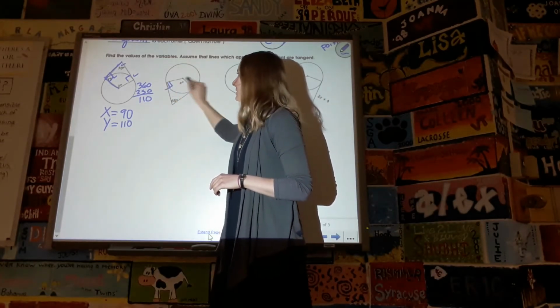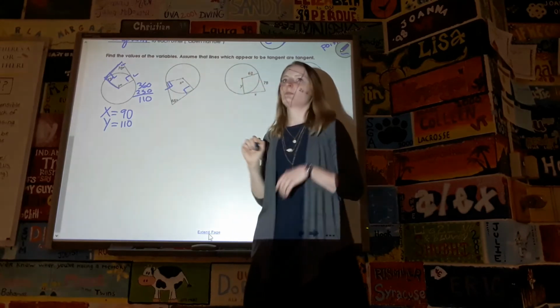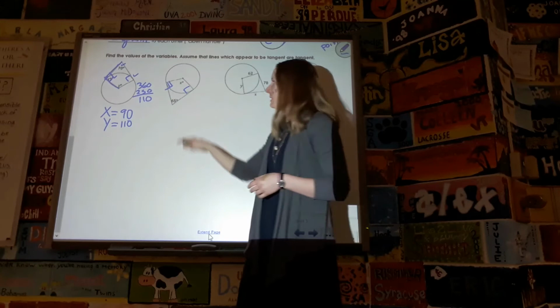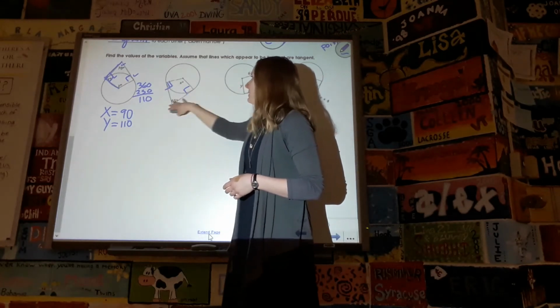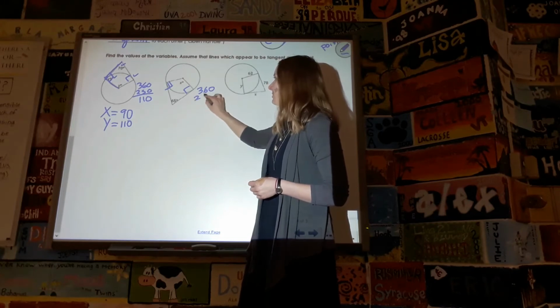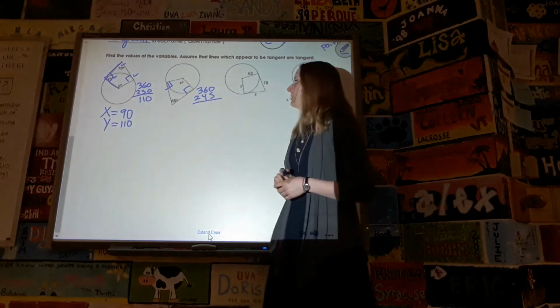90 and 90 makes 180, right? And then what do all of them add up to? 360, so we add a 65. So we're going to add up these three and subtract from 360. That's 245. So the angle is 115.